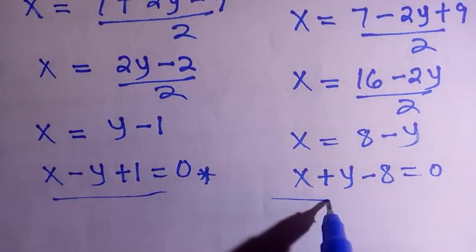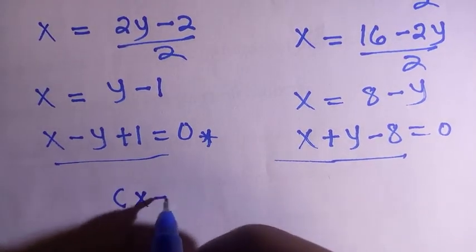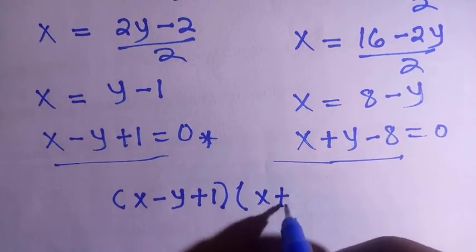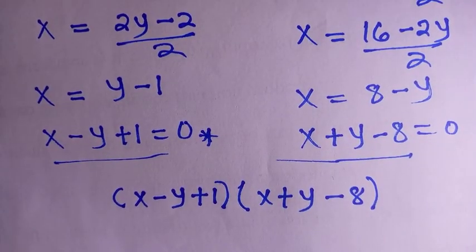Since both of them equal 0, we can combine these two as well, as x minus y plus 1 bracket, x plus y minus 8. And here is the complete factorization of this problem.